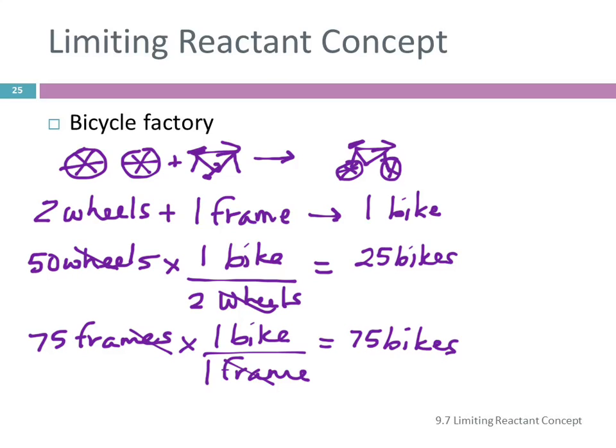Now with bicycles, we look at that and say we can only make 25. When it gets to chemicals, people do crazy things like adding 25 and 75 and say we could make 100 bicycles. No, you can't. Because as we're going along making bicycles, 15, 20, when we get to 25 bicycles, we run out of wheels. And the reaction, the production of bicycles stops. When we run out of one of the reactants, we can't make any more product. Okay, so this is the idea of the limiting reactant.